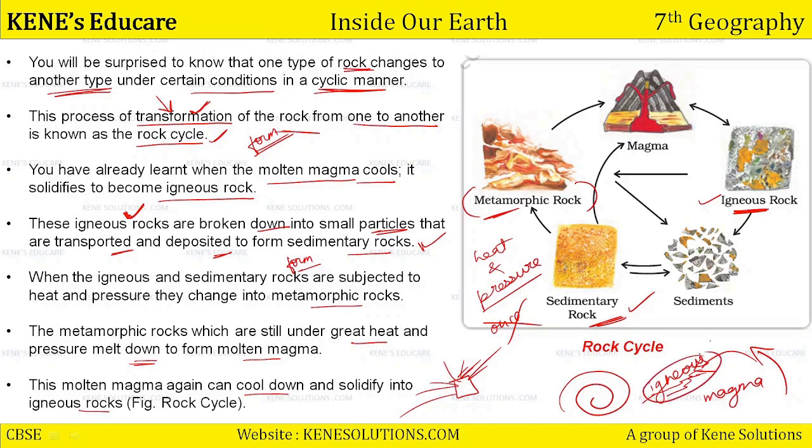फिर से ये igneous के sediments उड़ जाएंगे और वो कहीं और जाके sedimentary rock बना देंगे. फिर ये sedimentary rock under heat and pressure फिर से metamorphic rock बना देगा. फिर ये metamorphic rock बहुत गर्मी और प्रेशर के चक्कर में फिर से मैग्मा में कन्वर्ट हो जाएगा. फिर ये मैग्मा बाहर आएगा और igneous बन जाएगा. And this cycle goes on. ओके, ये साइकिल चलती रहती है.